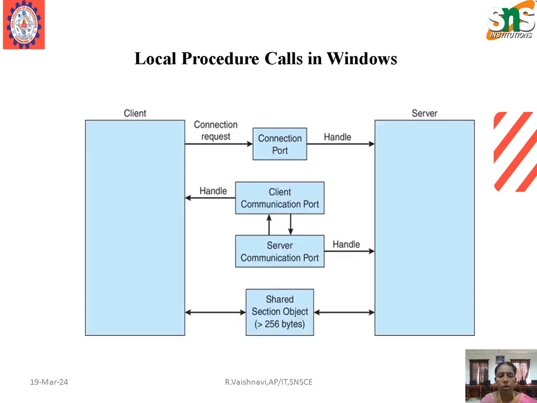Next, we have the local procedure calls in Windows. Here we have the diagrammatic representation. The client is connected to the server. Here we have the connection port, the client communication port, and the server communication port. And the last one is the shared section object.